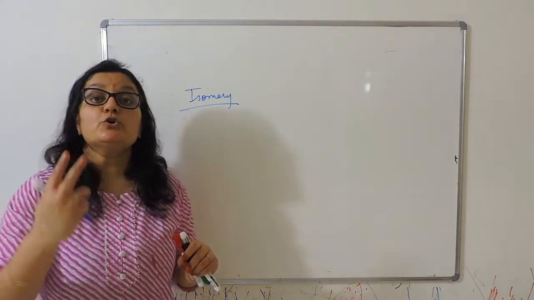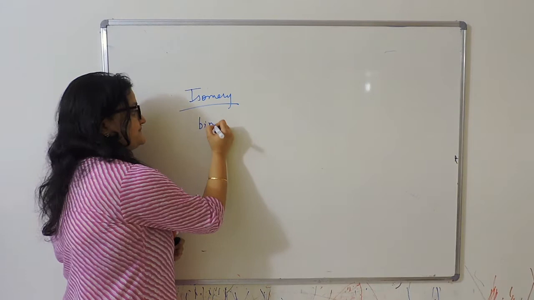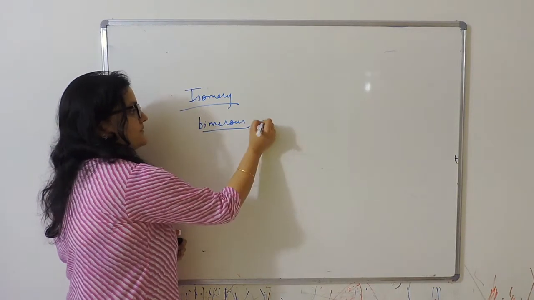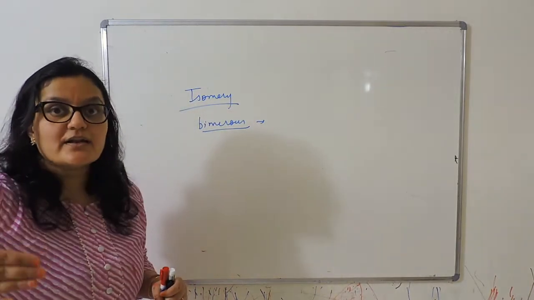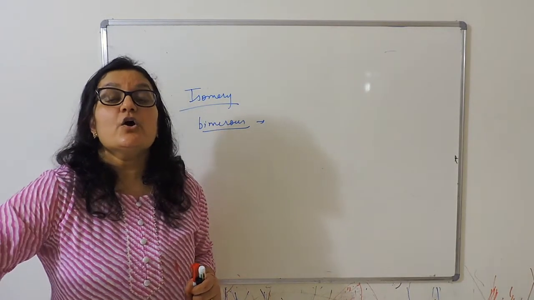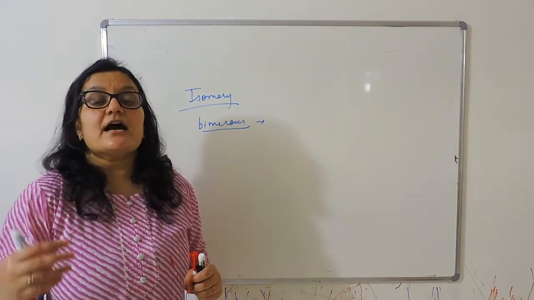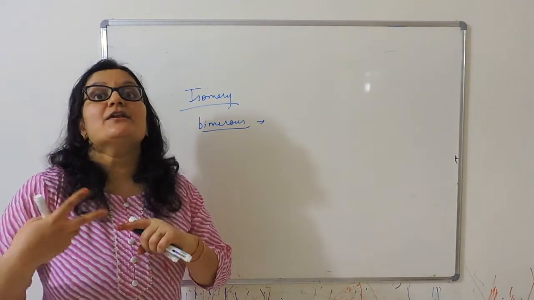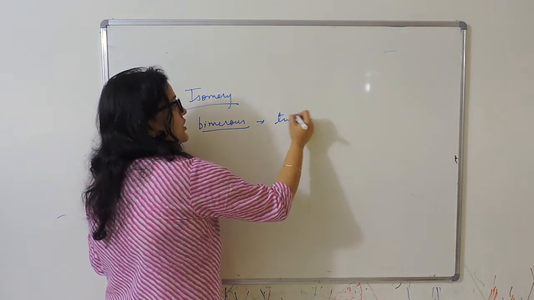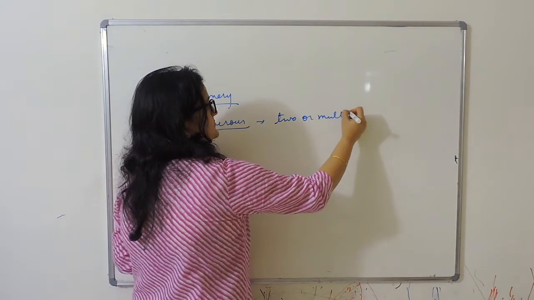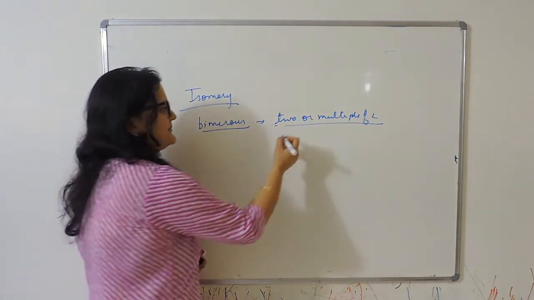If they are two and multiples of two, then it is known as the bimerous. Bimerous means all the floral appendages, all the floral whorls like sepal, petal, pistil, stamen, are either two or multiples of two. Okay, two or multiples of two. That is known as the bimerous. Example, let us see, mustard.